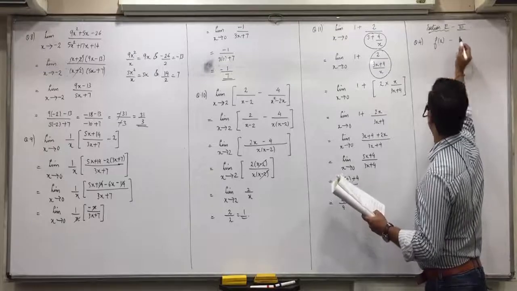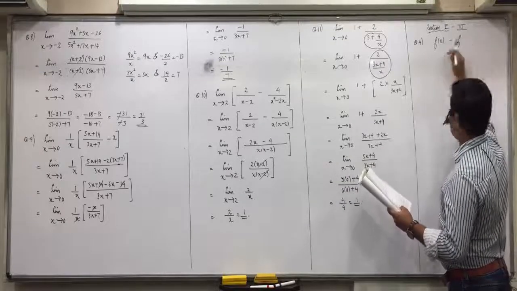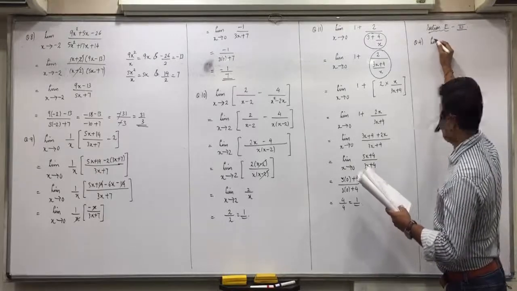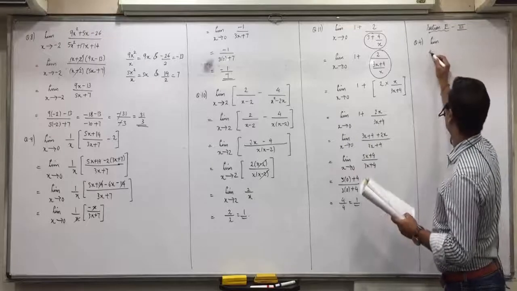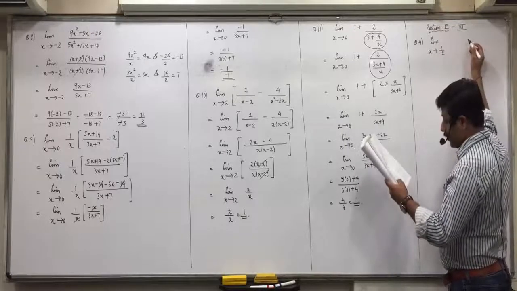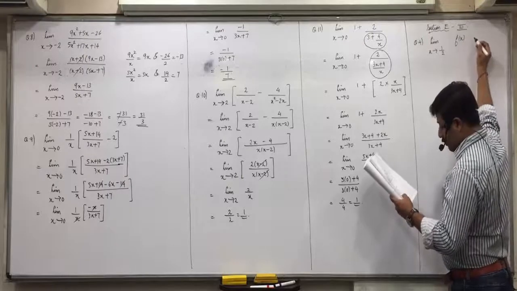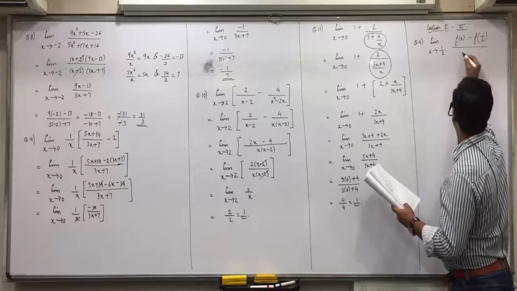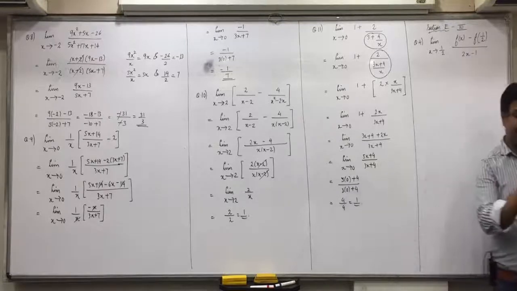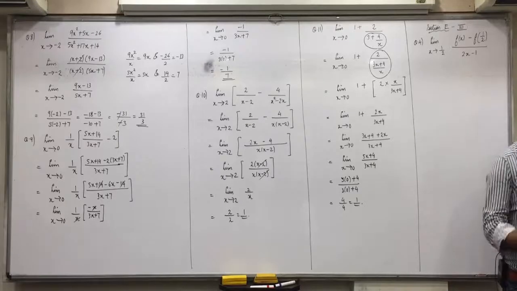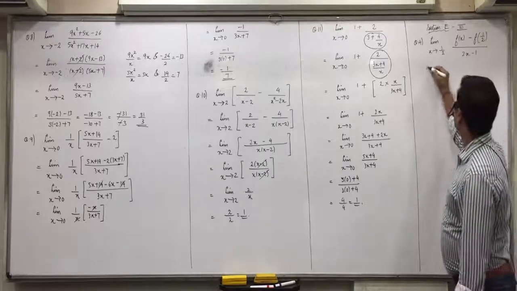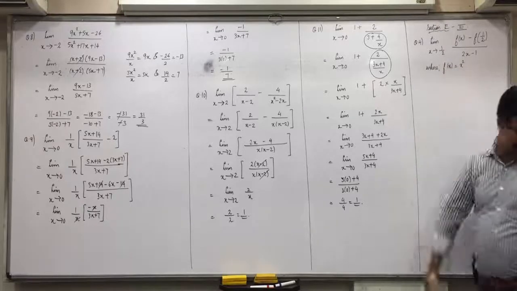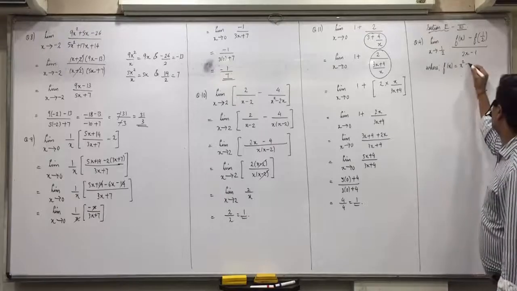Limit x tends to 1 by 2, f(x) minus f(1 by 2) upon 2x minus 1. Sorry, I did not write the limit. Now further it is given where f(x) equals x square plus x minus 1.